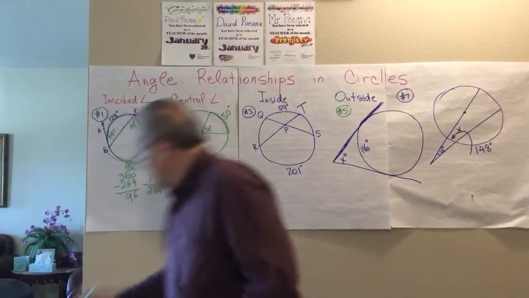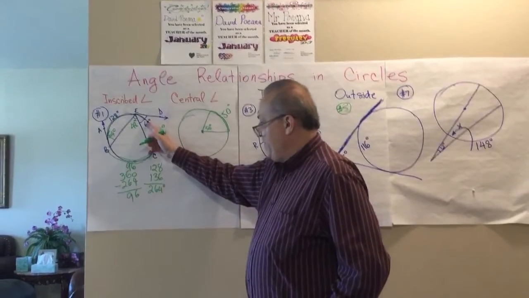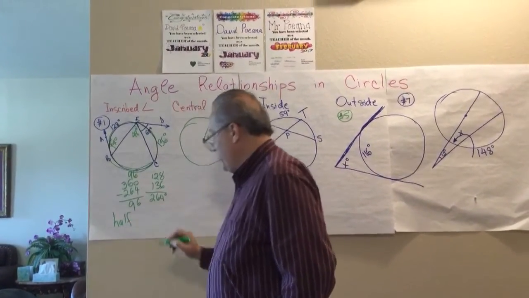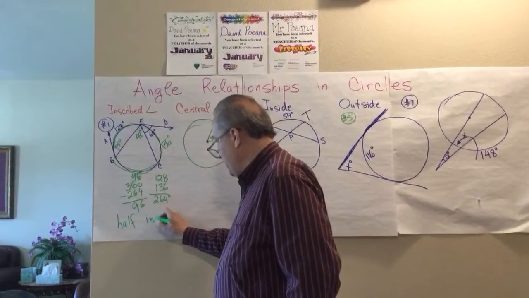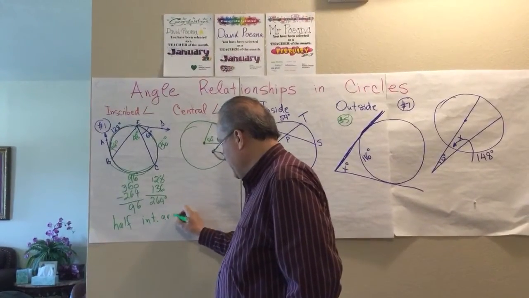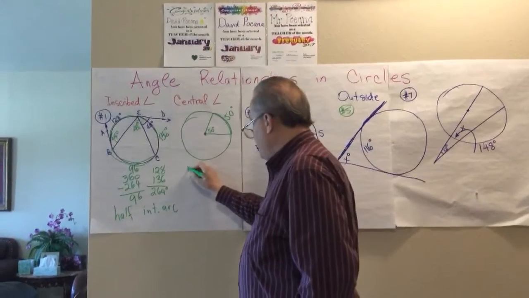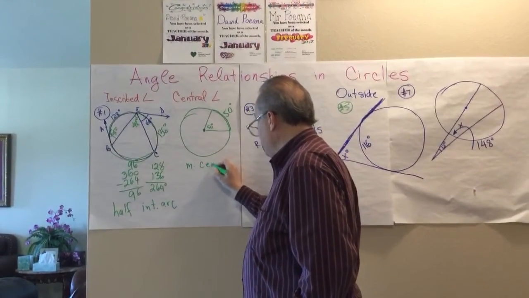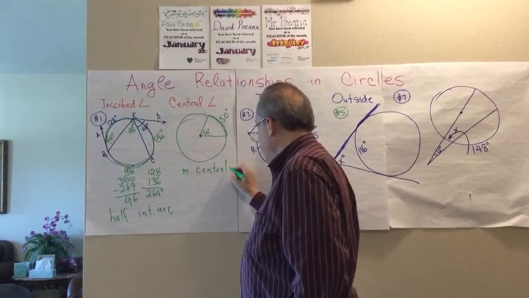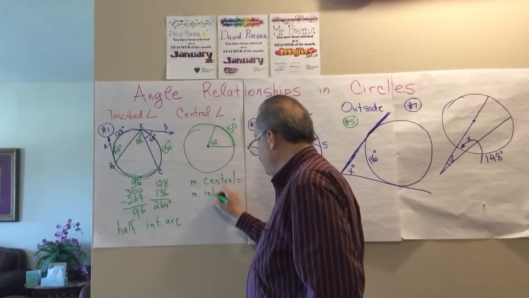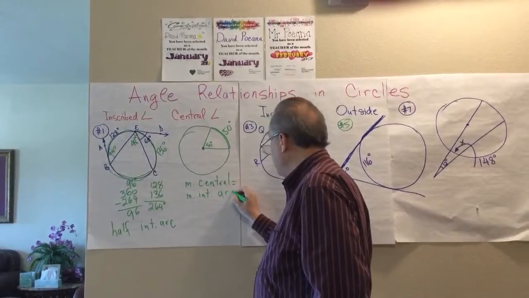Now, students, let's talk about inscribed angle. It's half measure of intercepted arc. Let's talk about central angle. Measure of central angle, it's equal to measure of intercepted arc.